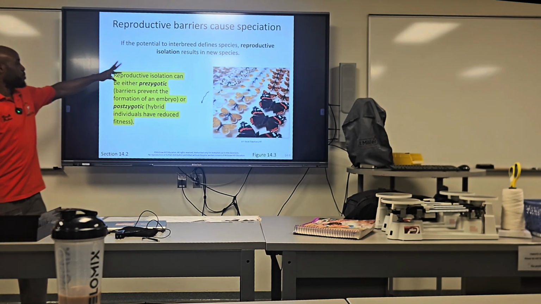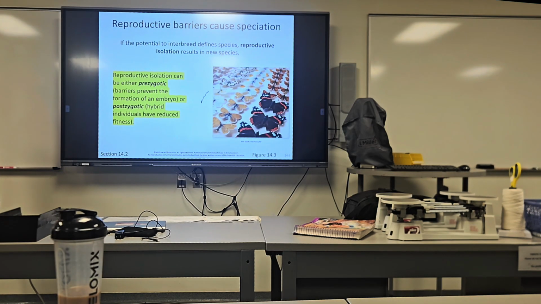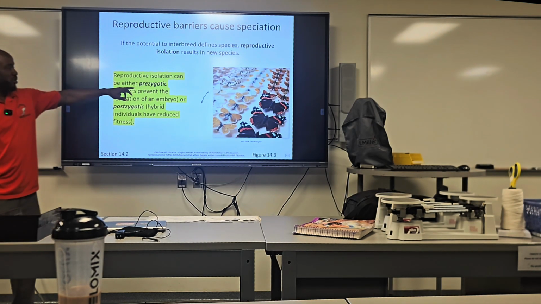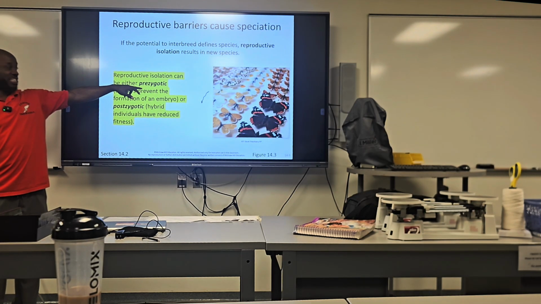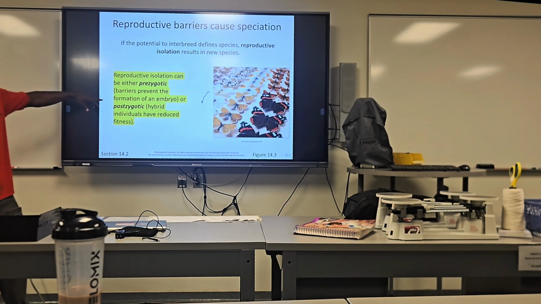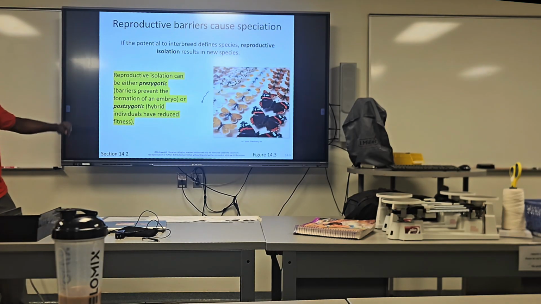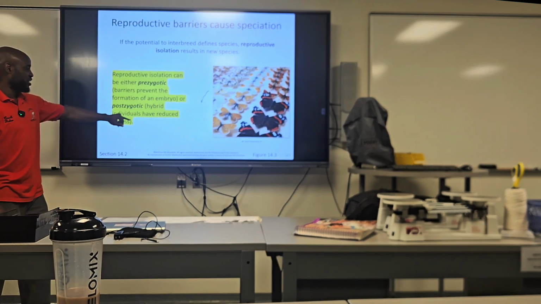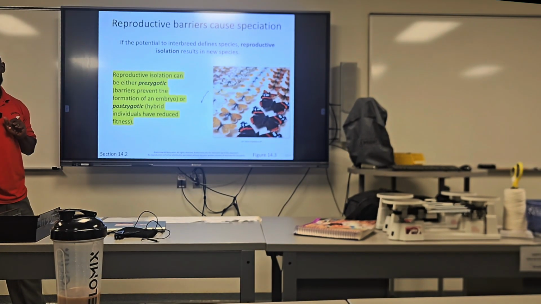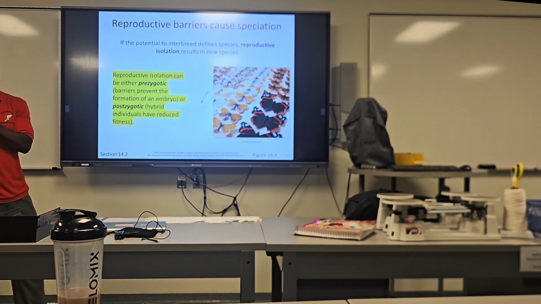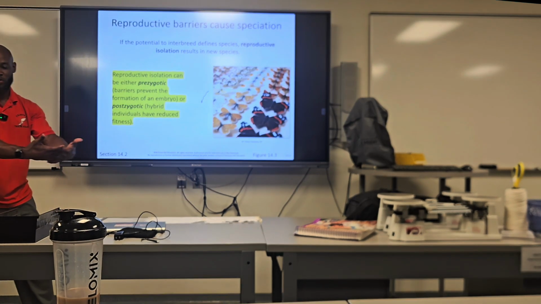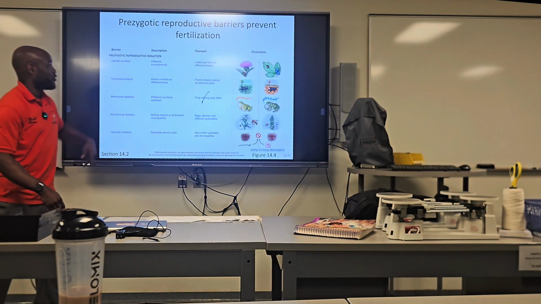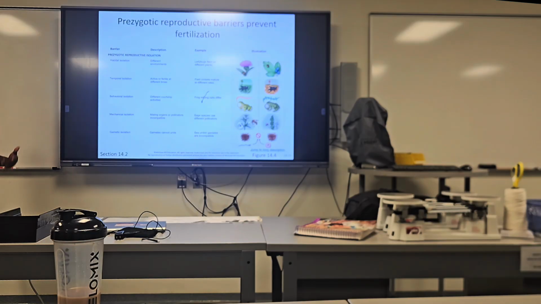All right? So reproductive isolation can either be pre-zygotic. Everybody remember what the zygote is? What is the zygote? Fertilized egg. So pre-zygotic, so prevent formation of an embryo, or post-zygotic. Hybrid individuals have reduced fitness, right? So two separate species trying to mate have a reduced fitness. Their ability to create viable offspring is reduced. Therefore, we may have created a new species.